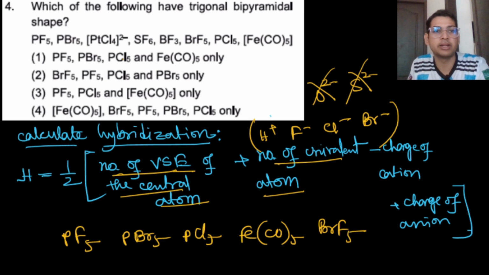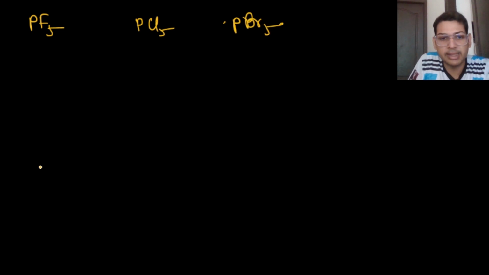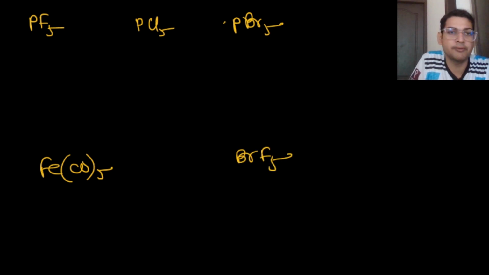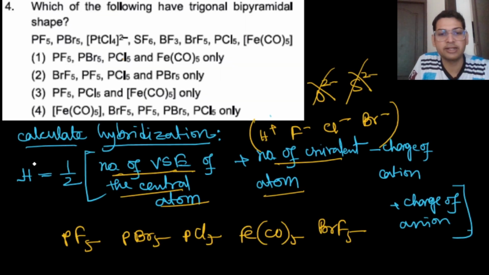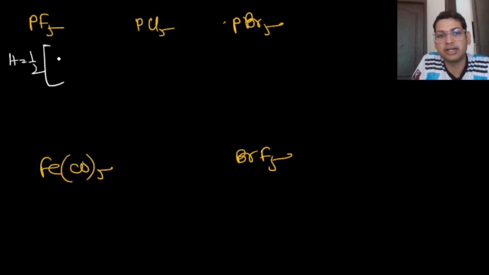Okay, no problem, sir. We will do it very quickly. Okay, just let me take a moment. Yes. So, sir, what is given? PF5, PCl5, PBr5, then Fe(CO)5 and BrF5. In between this, Fe(CO)5, you cannot do with this thing. Okay, so H equal to half of phosphorus. Phosphorus, what is the valence shell electron? Number of valence shell electron of the central atom. Phosphorus valence shell electron is 5.